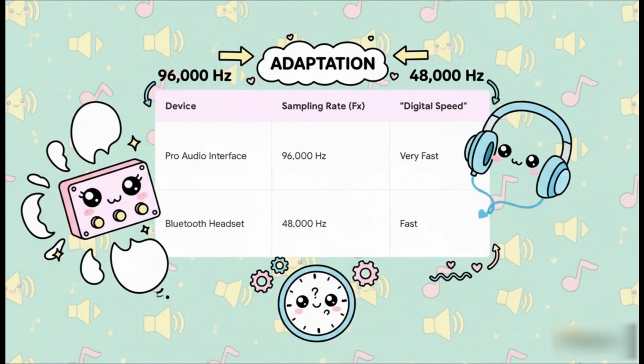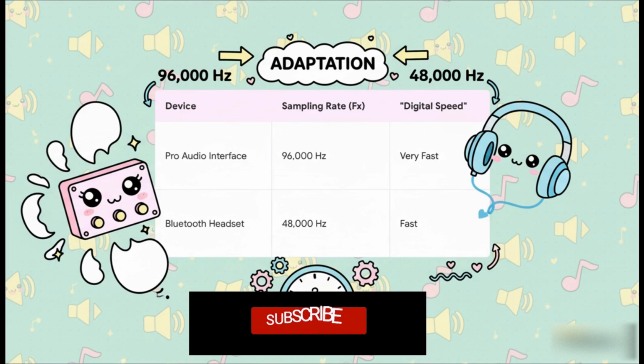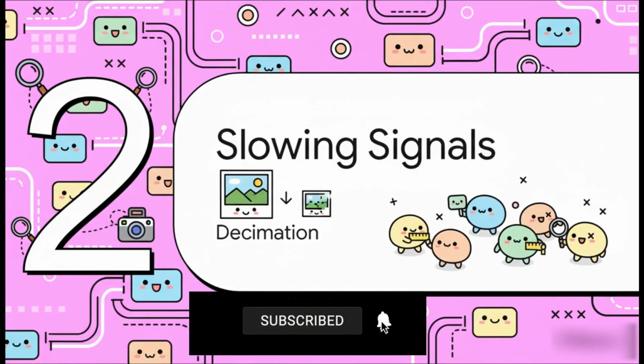And this is where it gets really interesting. Take a look at this. A professional audio interface, something you'd find in a recording studio, might be capturing sound at a super high fidelity, 96,000 samples a second. But your Bluetooth headset? It's probably designed to run at 48,000. So to play that audio, the signal has to be intelligently slowed down by exactly half, without, and this is the key, without losing its essential character.